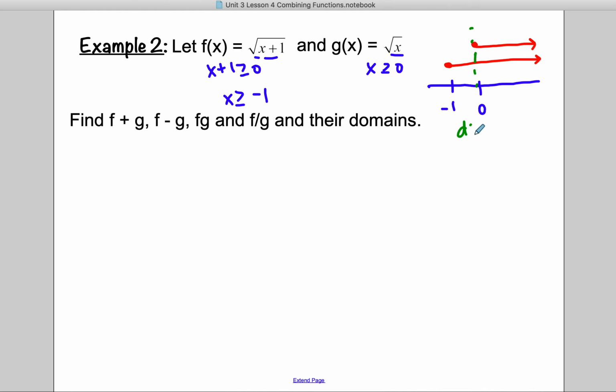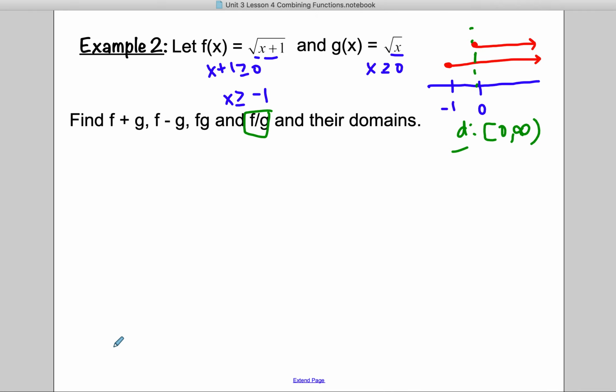So the domains for these problems will be 0 to infinity. Okay, so that will be the domain for all of these, except for when we get to the division. You always got to be a little cautious and double check on the division. So we'll look at that one.